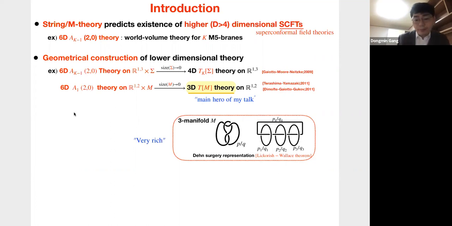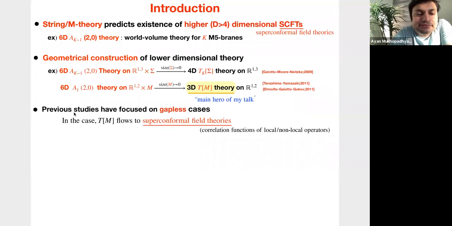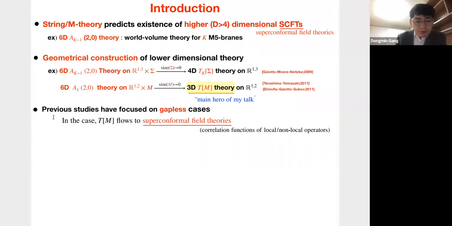So this is the main hero of my talk. Previous study on this theory mainly focused on the gapless case. It means that if we consider this theory on some flat torus and consider the energy spectrum, there is a gapless case when the size of the torus is infinite. In these cases, it is believed that this TM theory will flow to a superconformal field theory, a three-dimensional superconformal field theory. One basic physical observable of this superconformal field theory is the correlation function of local and non-local operators. Superconformal theory allows some non-local operators as well as local operators, and their correlation function is the basic physical observable of this theory.